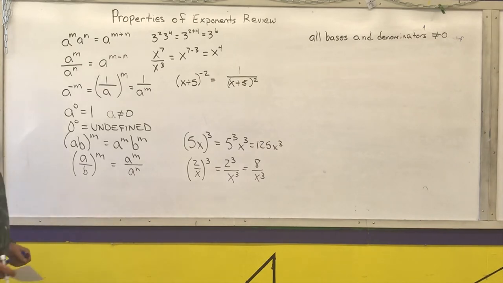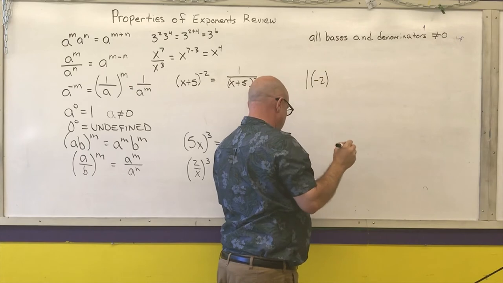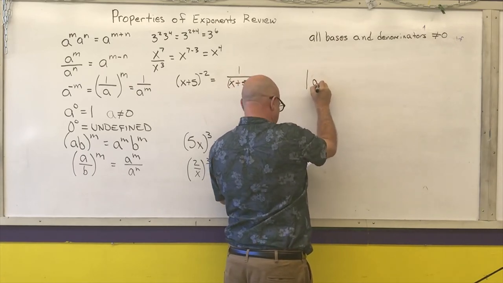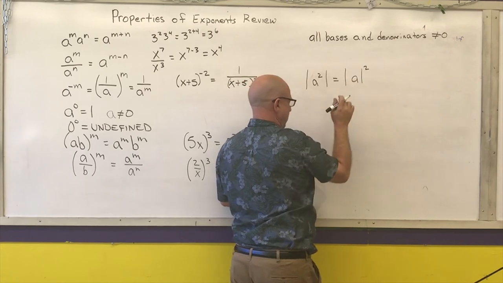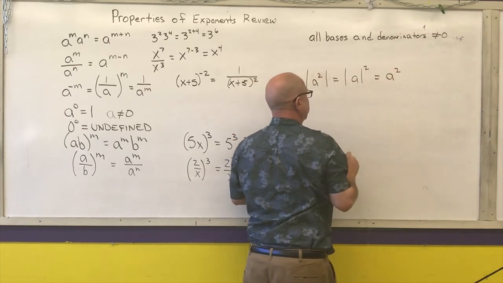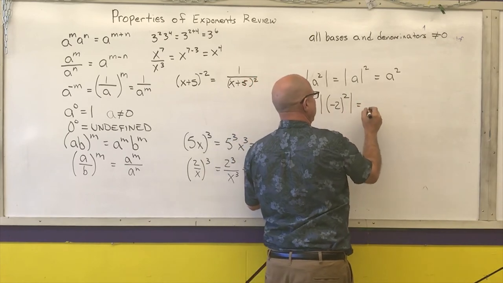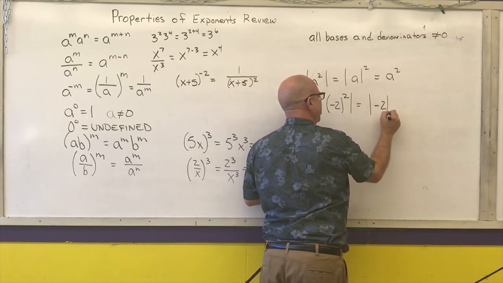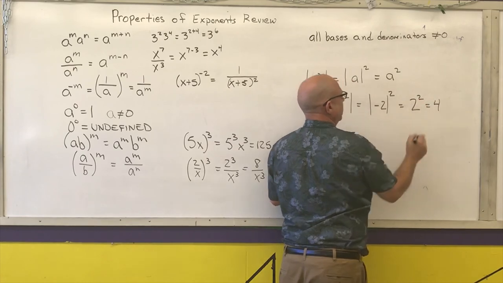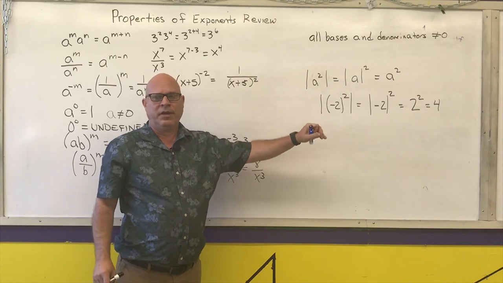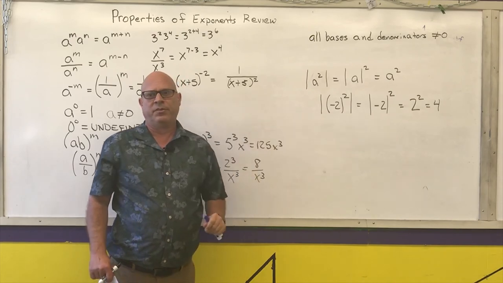And the last one that I did not cover in Algebra 1 or 8th grade math: absolute value of something squared is the same thing as squaring the absolute value of that something, which is going to be identical to that something squared. For example, absolute value of negative 2 squared is equal to the absolute value of negative 2 squared, which is equal to 2 squared, which is 4. I know this is a simple example, but when we get later on in the college algebra class, or when you take college calculus or something like that, this will come into play more readily.